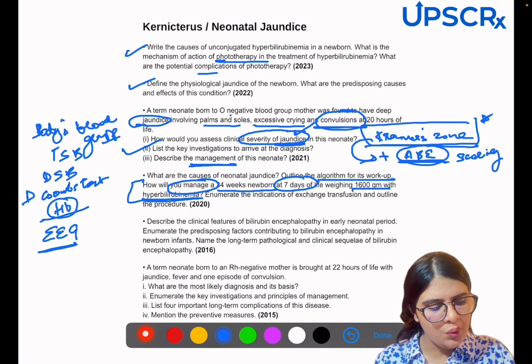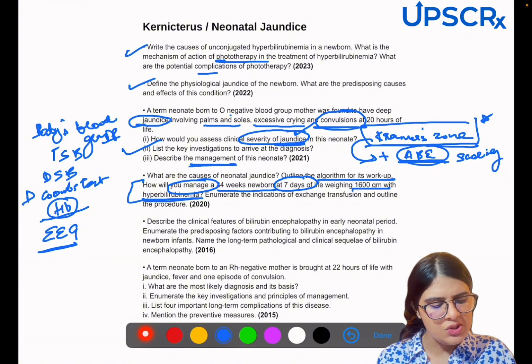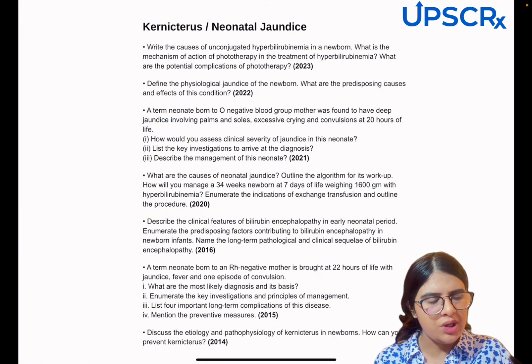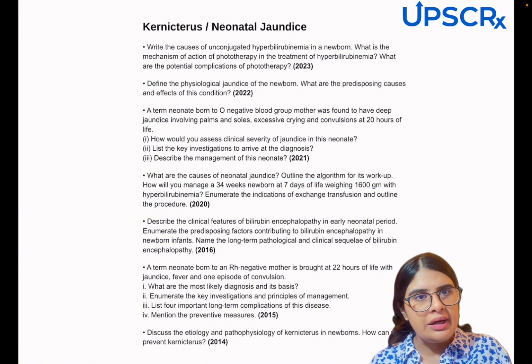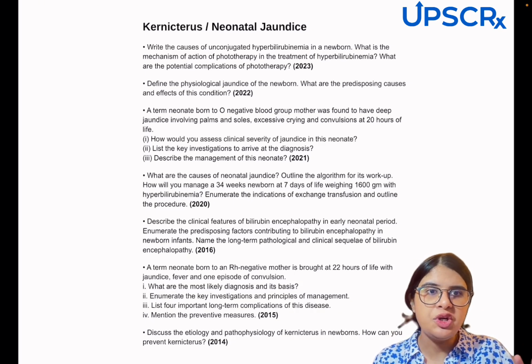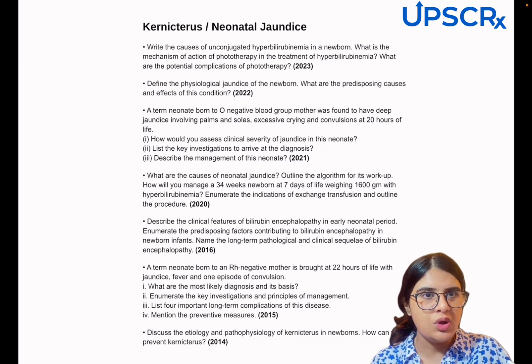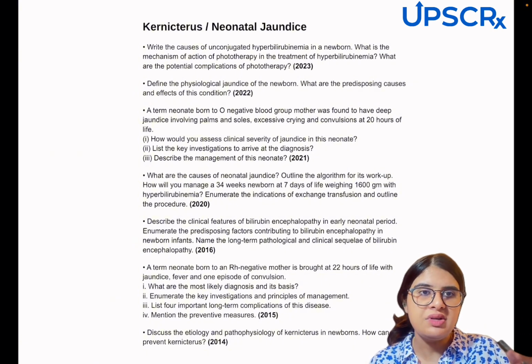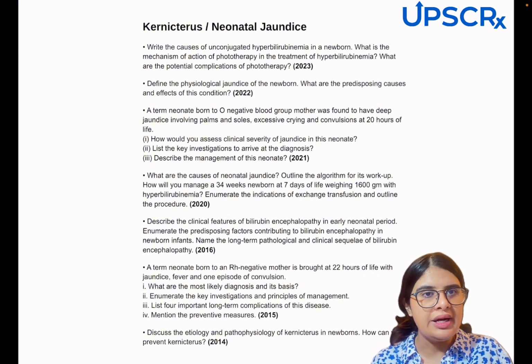Term neonate born to an RH negative mother. This again is RH incompatibility, so you can write this. And prevention, we studied what the prevention is. Anti-D immunoglobulin, right? Anti-D immunoglobulin, which is given at 28 weeks and 72 hours after the birth. Okay, so after the first pregnancy also, just after the sensitization phase, you should give anti-D immunoglobulin.